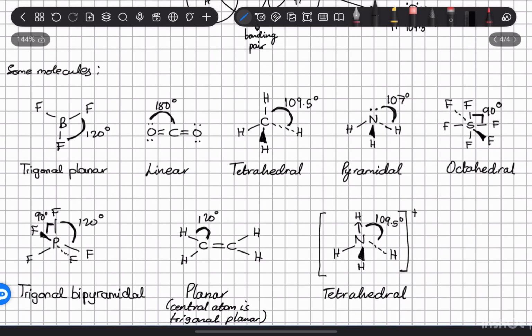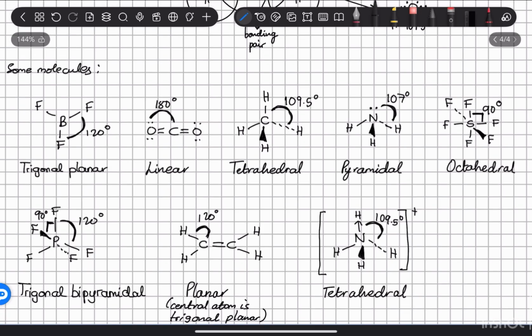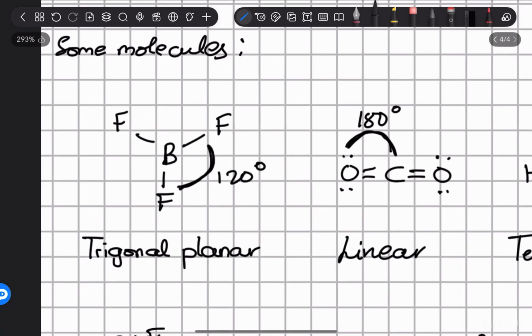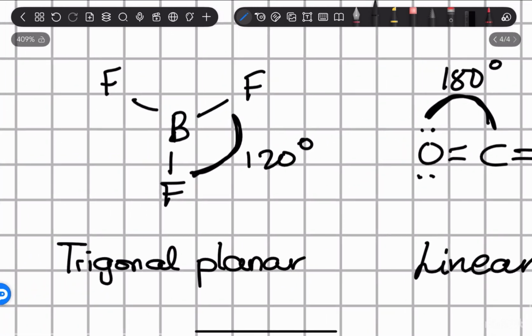Okay, so I'm going to go to the examples. This is the last part of this video. So our first example is BF3, boron trifluoride. So boron trifluoride, we already drew this molecule earlier in covalent bonding, and boron is electron deficient, as I had explained back in that video.